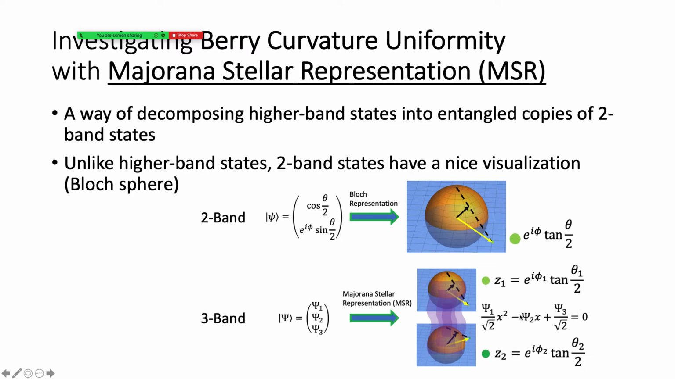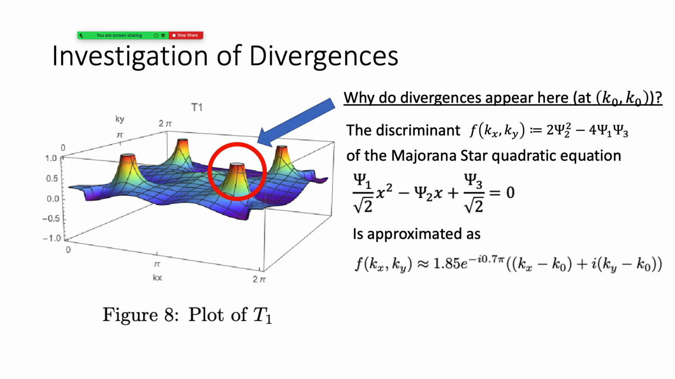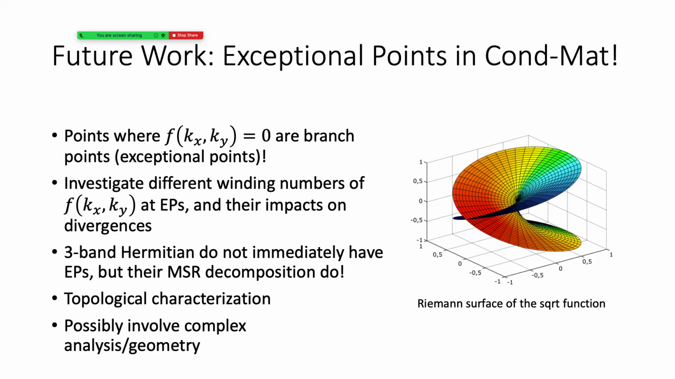So in this quadratic equation, there's a square root term, square root of b squared minus 4ac. Because b squared minus 4ac is a complex function, if it winds around the origin, then we can get a branching behavior because of the square root function in the formula for the Majorana stars. So this Riemann surface is different from the two spheres picture. Thank you.